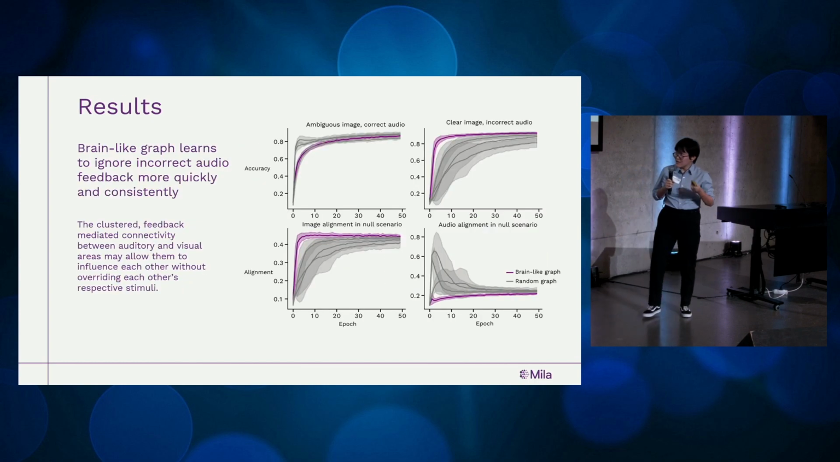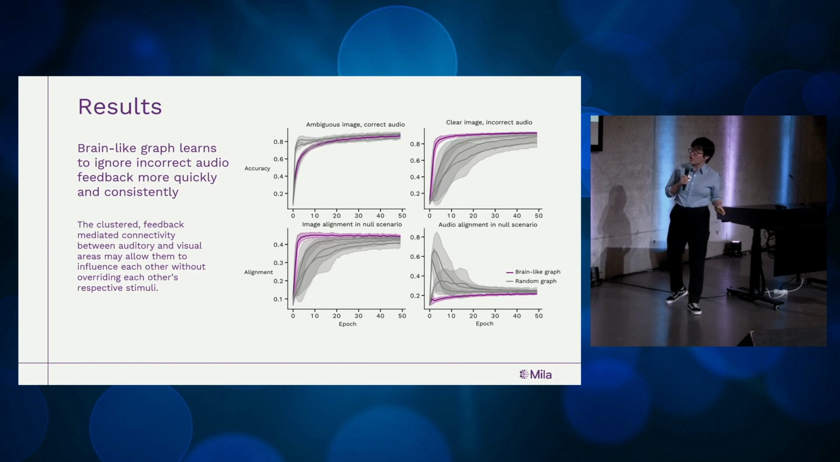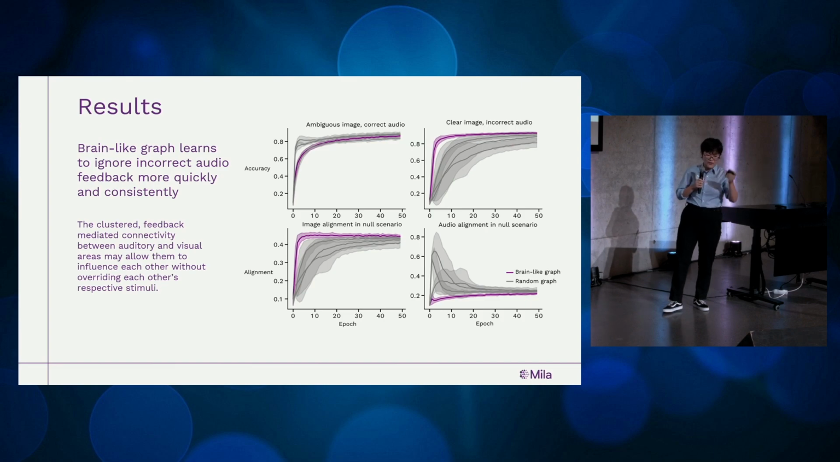So interestingly, in the case where you have to identify the ambiguous image using the audio, pretty much everyone learns it, and fairly consistently at that. However, in the case where you have to ignore the irrelevant input, the brain-like graph is able to learn this much more quickly, and also much more consistently across 10 different seeds compared to the random graphs, where their performance very heavily depends on what weights they're initialized with, and varies quite considerably.